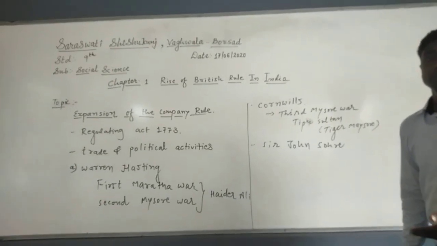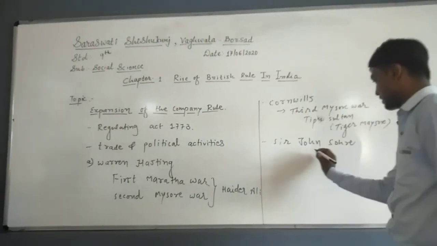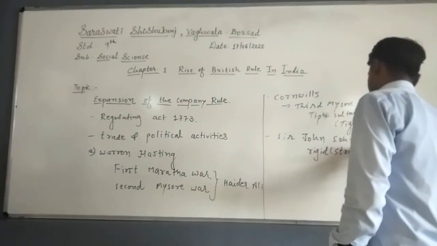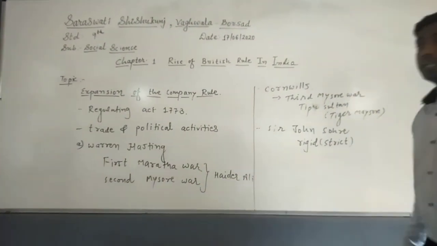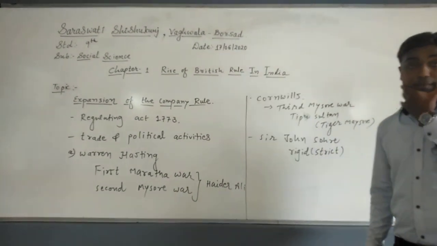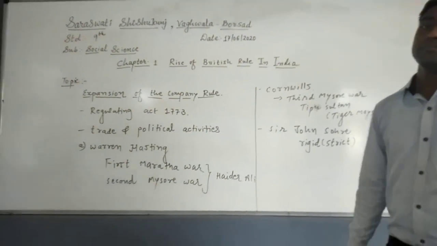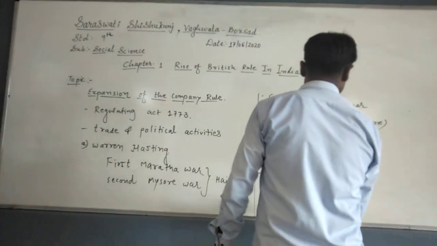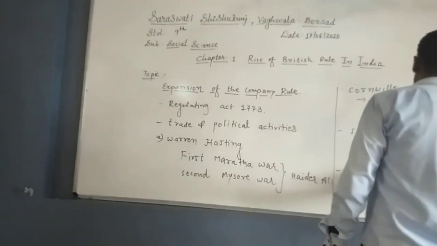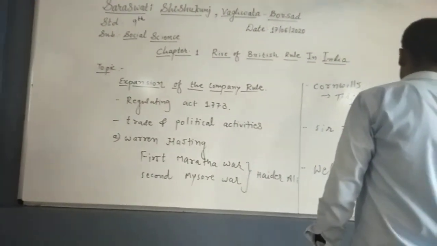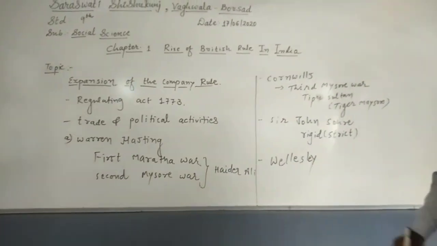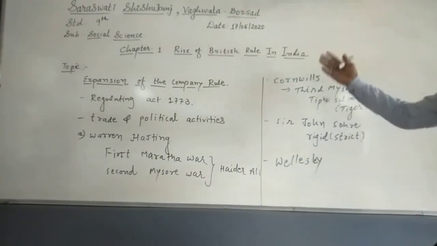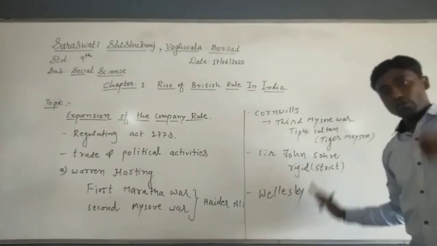But due to his rigid policies, I write here rigid, it means strict, the name or fame of the British Army or company declined. So after Sir John Shore, Wellesley came as the new Governor General. So first one Warren Hastings, then Cornwallis, then Sir John Shore, then Wellesley.